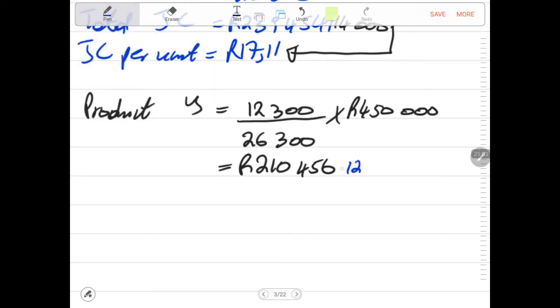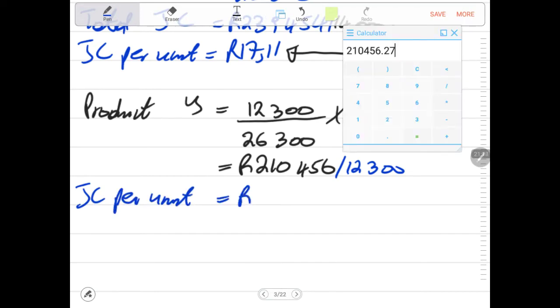We divide this by 12,300 in order for us to get to joint cost per unit in terms of product Y. We divide this by 12,300, we get to the same 17 rand 11 cents, and you can see that our joint cost per unit remains the same. Probably I don't know what could be the reason, but most of the times they are normally the same amount. I've been testing this with most of the questions when I'm teaching in class, but there are a few times where it differs, but most of the times they are normally the same amount.